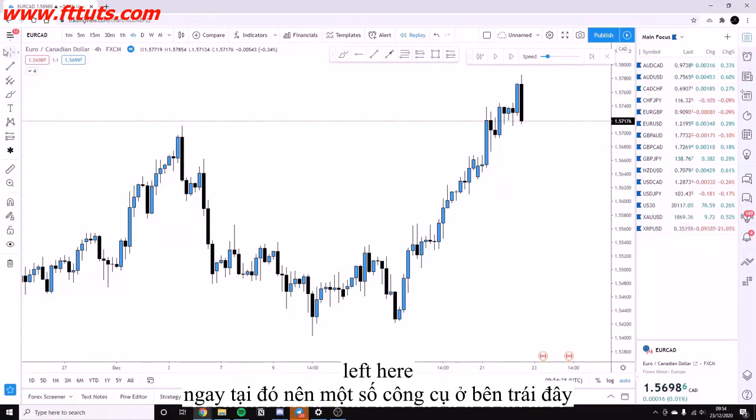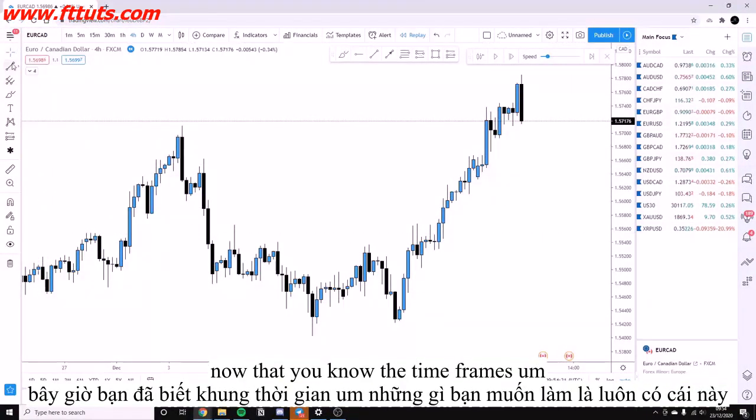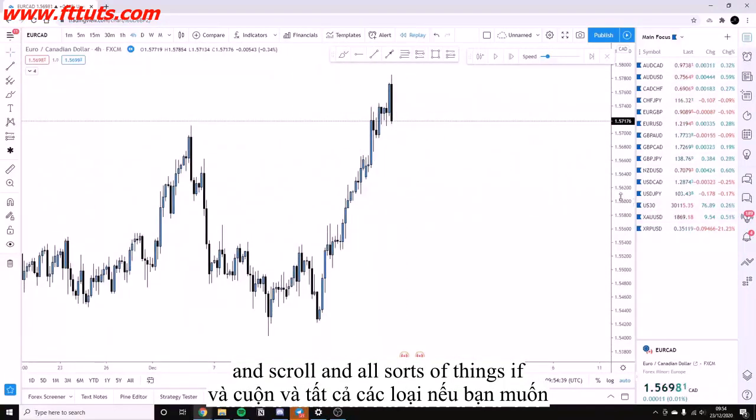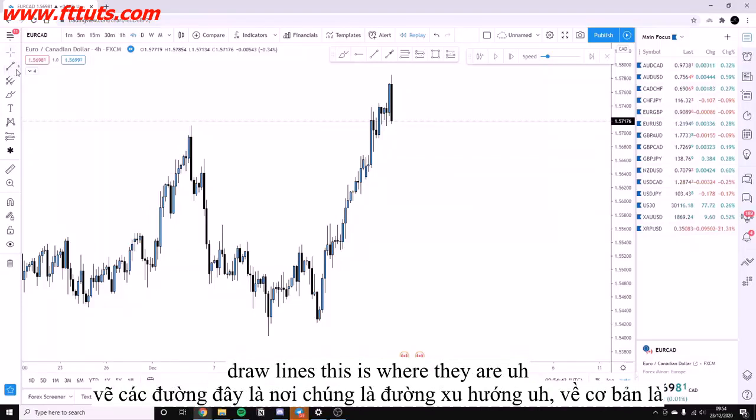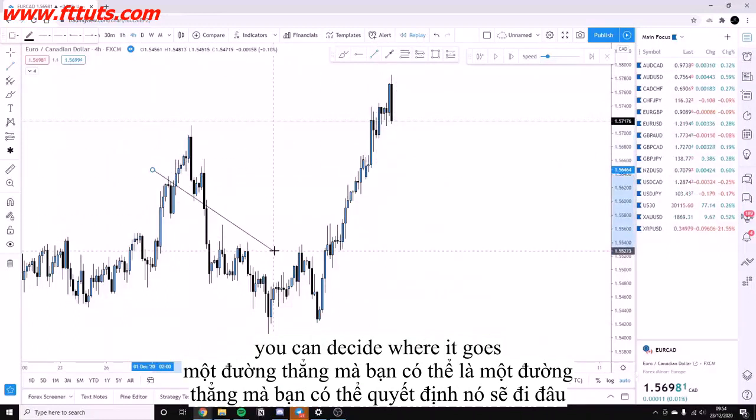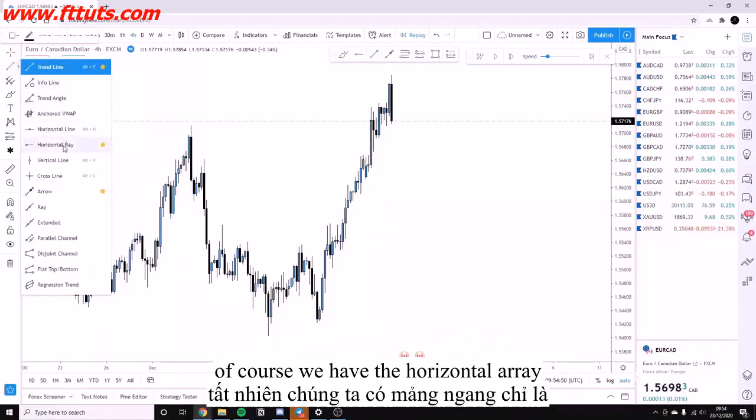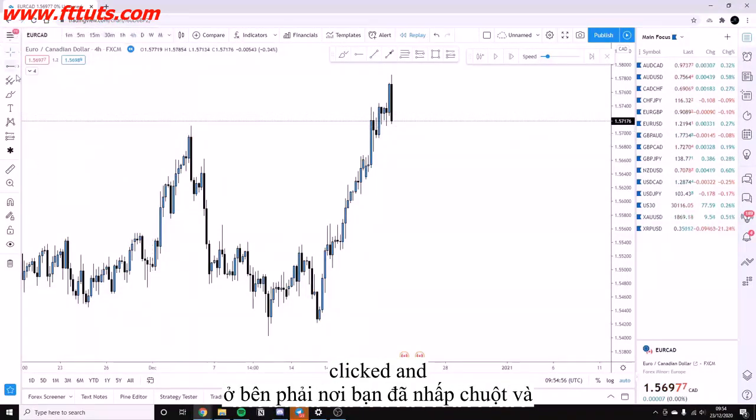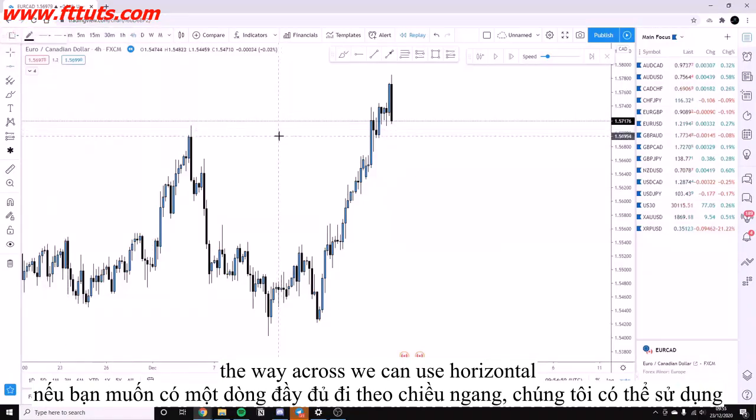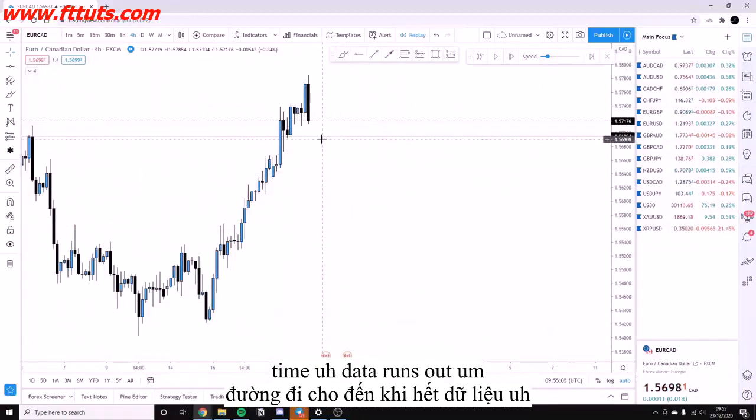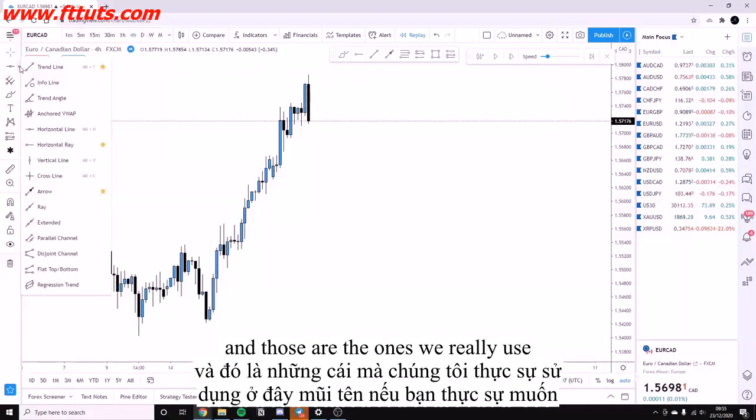So some of the tools on the left here, now that you know the time frames, what you want to do is always have this selected unless you're analyzing, because this is to select and scroll and all sorts of things. If you want to draw lines, this is where they are. Trend line, which is essentially a straight line that you can decide where it goes. Of course, we have the horizontal ray, which just goes to the right of where your mouse clicked. If you want a full line that goes all the way across, we can use horizontal line right there, and then we see it go all the way across until time data runs out. And those are the ones we really use here.